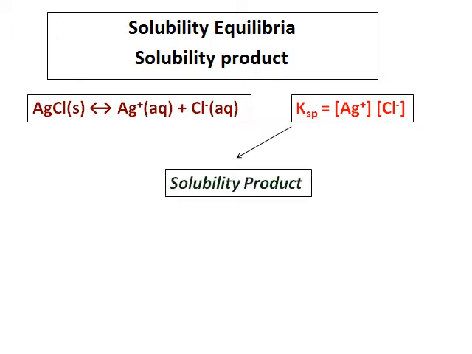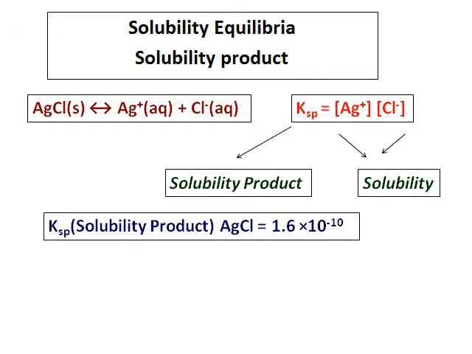The solubility product is equal to the concentration of the products, Ag plus and Cl minus. As I said, the Ksp is the solubility product, and the concentrations of Ag plus and Cl minus we call the solubility. From literature, the value of Ksp can be obtained, and that's given over there as 1.6 × 10 to the power of negative 10 for silver chloride.